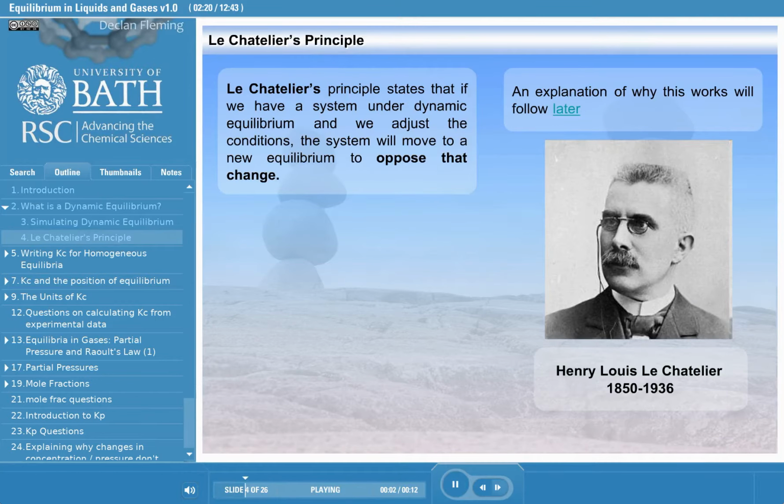Le Chatelier's principle states that if we have a system under dynamic equilibrium and we adjust the conditions, the equilibrium will move to oppose that change.